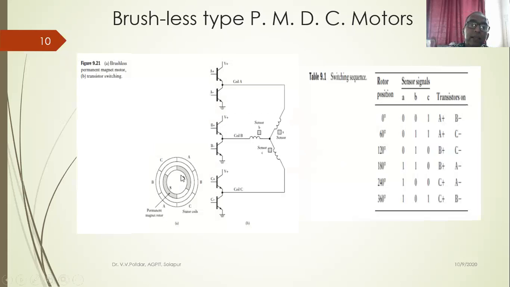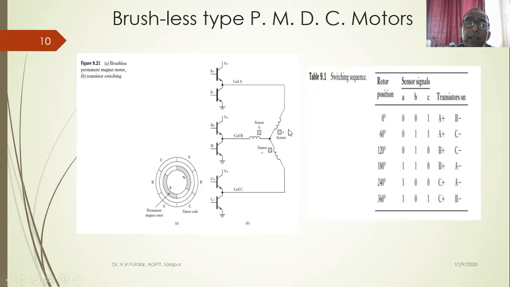Let us quickly see the circuitry. As you can see, this is the rotor, and I have A1, A2, B1, B2, C1, C2 as, so to say, rotating magnetic field. And these are coil A, coil B, and this is coil C. You can say C1, C2, B1, B2, A1, A2, or A plus, A minus, B plus, B minus, C plus, C minus, whatever way you want to name it.